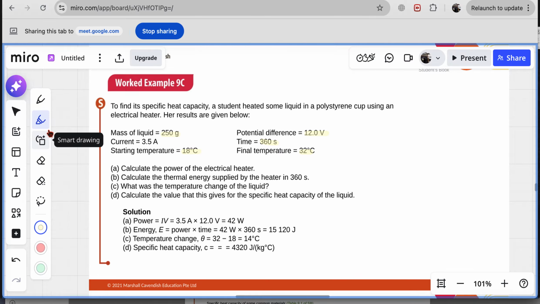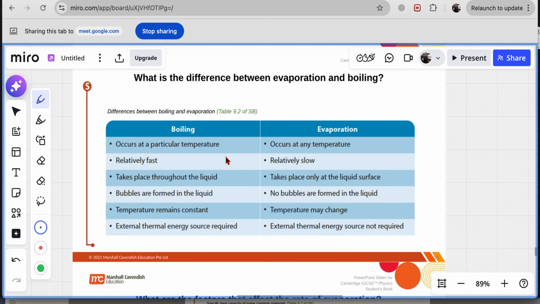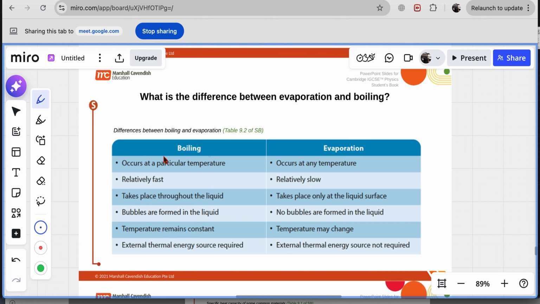You set up a fan. You fan away the escaping particles, and then the temperature of the remaining liquid will drop. So this is an experiment for you to investigate this. And lastly, we compare. This is very important in the exam: the difference between boiling and evaporation.